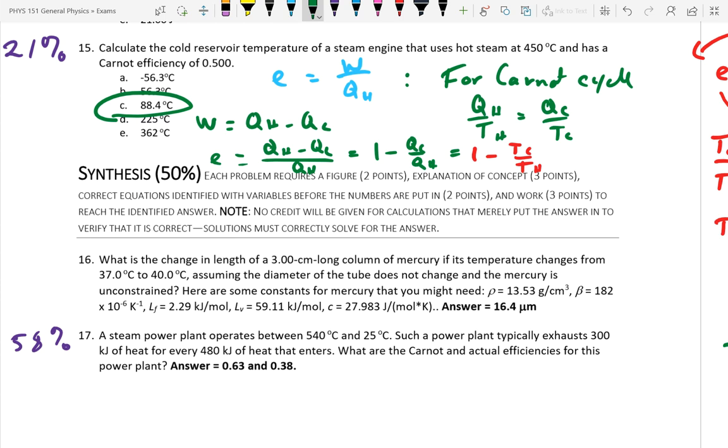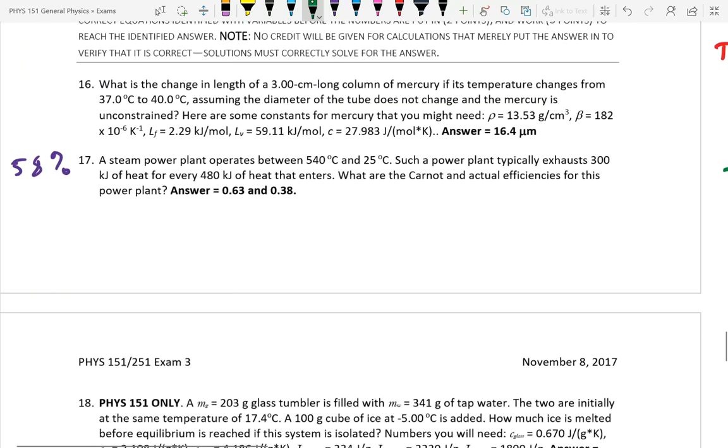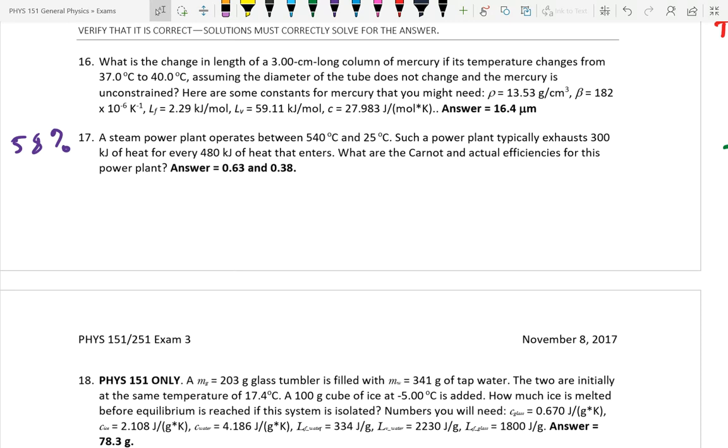Both of these two I just did were ones that I trust most people understood. Looking at the work, it looked like they knew what they were doing, but they didn't pay attention to units. And that really is a vital thing that we started with at the beginning of the semester. The last one I wanted to look at here was the steam power plant, because a lot of people forgot that you don't have just two energy transfers.